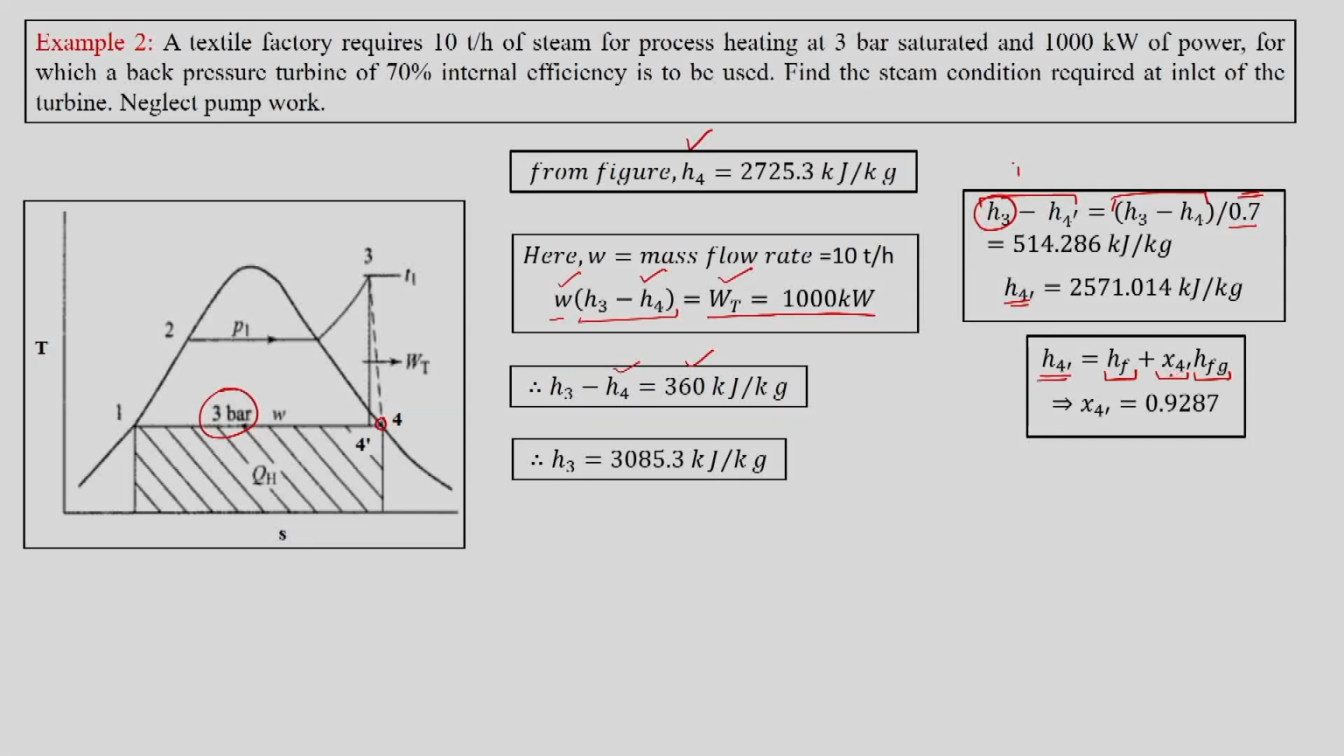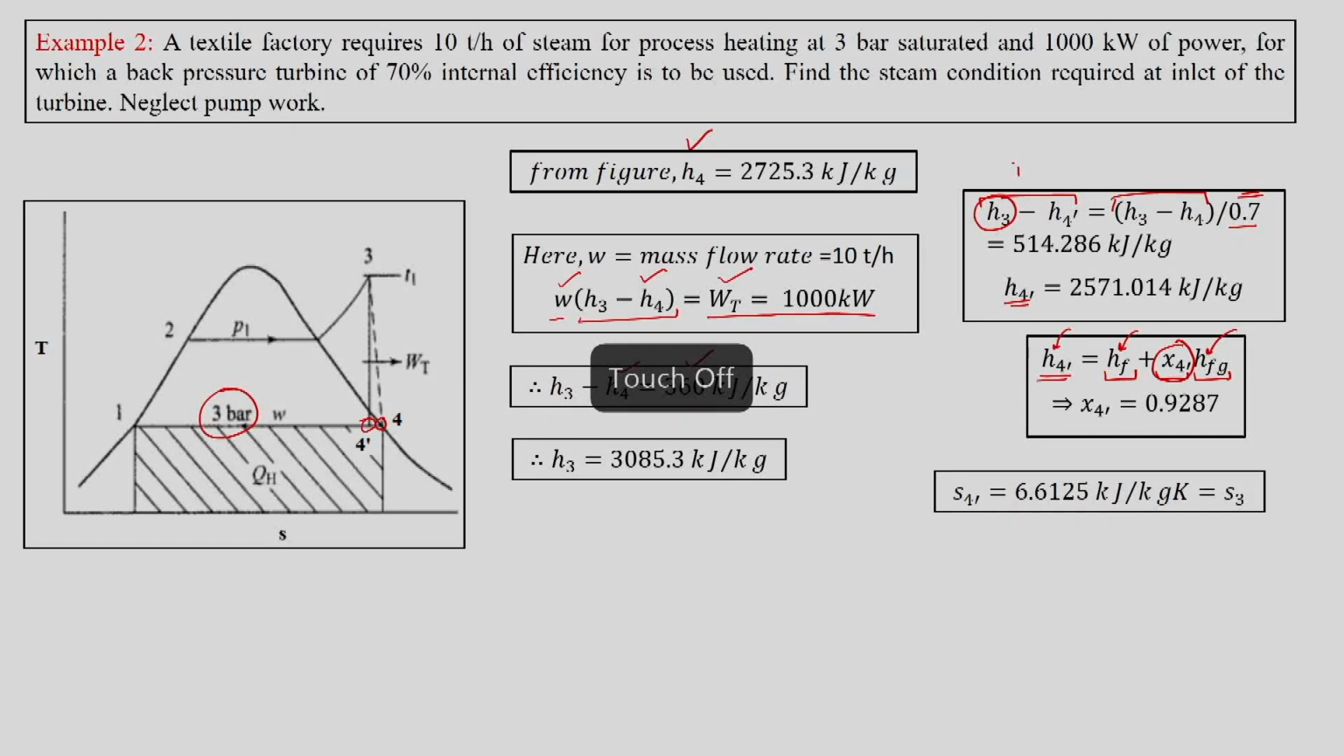So, we can go to 3 bar pressure in the steam table, we can find out liquid saturation enthalpy, we can find out latent enthalpy, we know H4 dash from the previous step, then we can find out X4 dash at the point which is ideal turbine exit. Knowing X4 dash, obviously we can find out S4 dash, which is entropy at 4, and this is again the same as SF plus X4 dash into SFG. This is liquid saturation entropy, this is latent entropy change, and X4 dash.